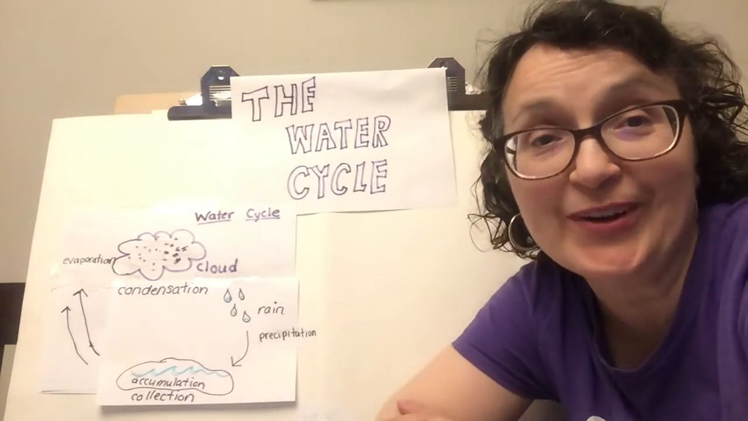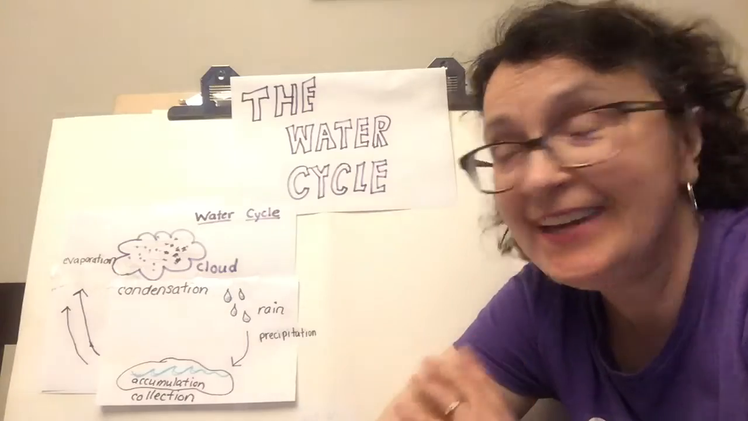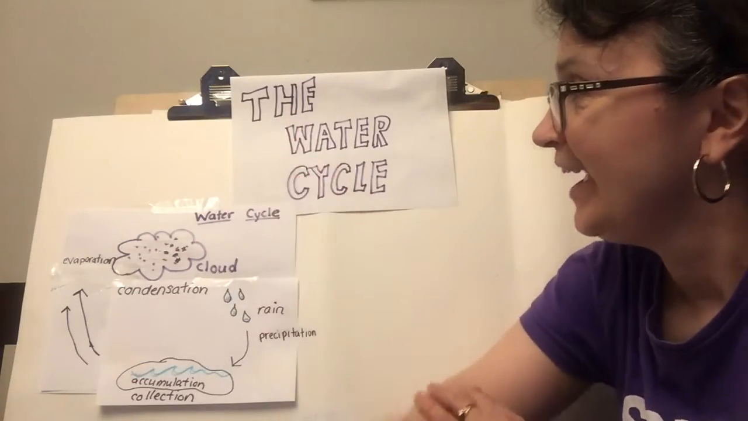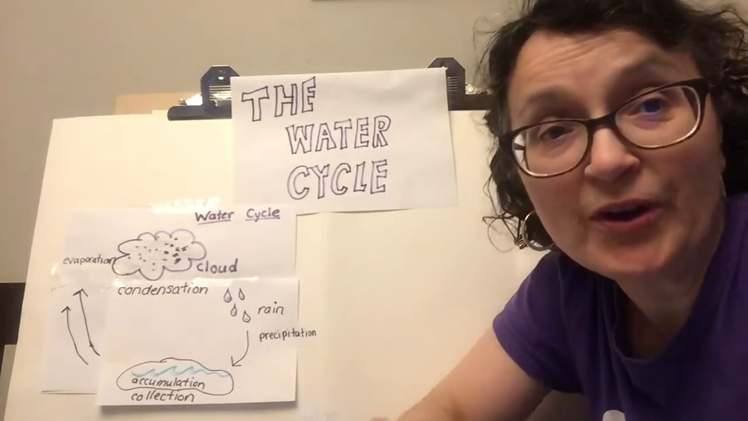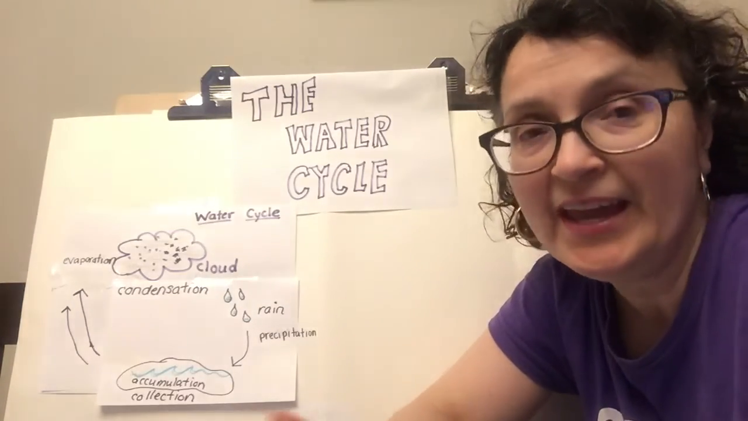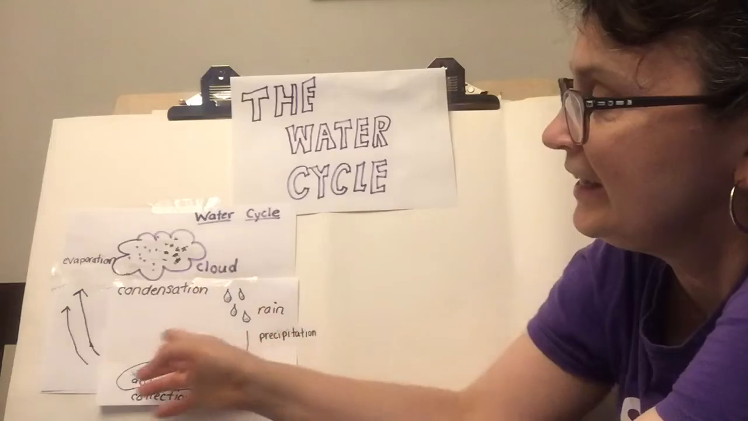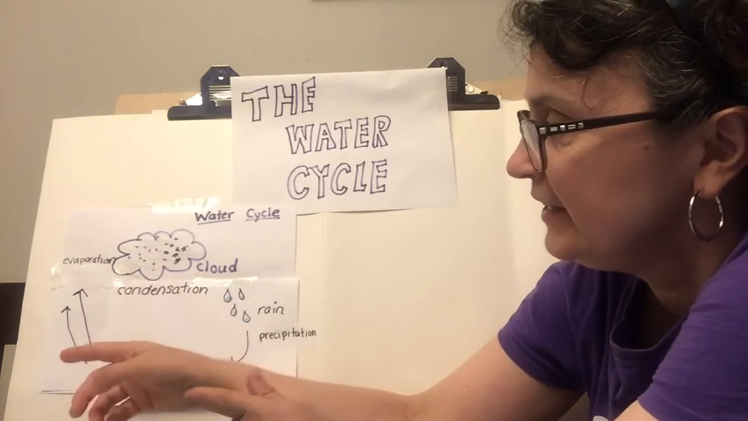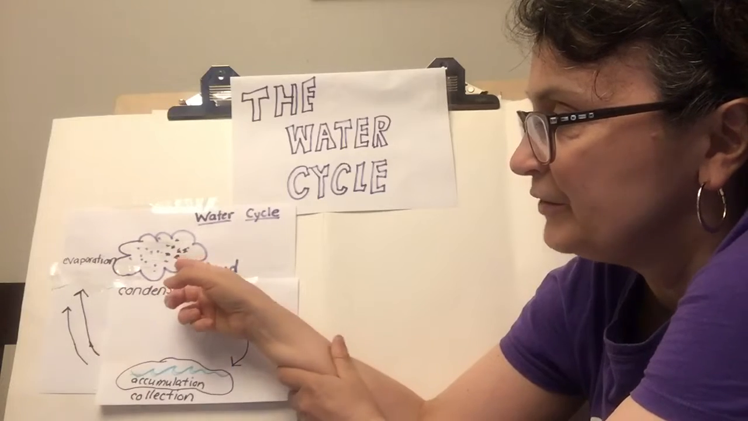Kindergartners, Mrs. Walcott here. And today we're going to talk about the water cycle. And you know, we've been talking about the water cycle outside, and in this picture we started with a cloud.